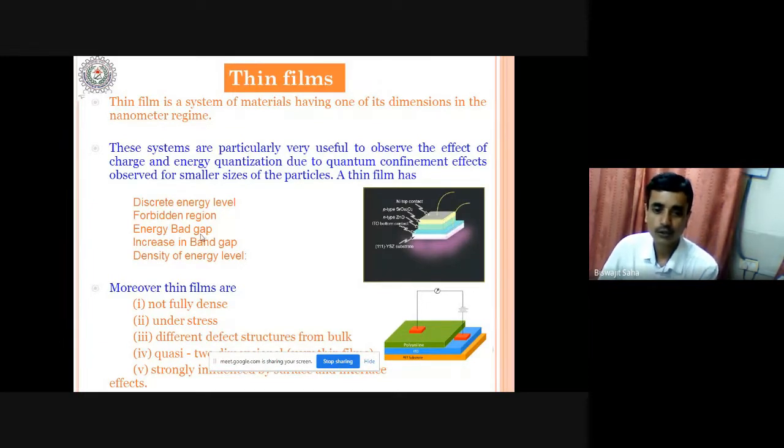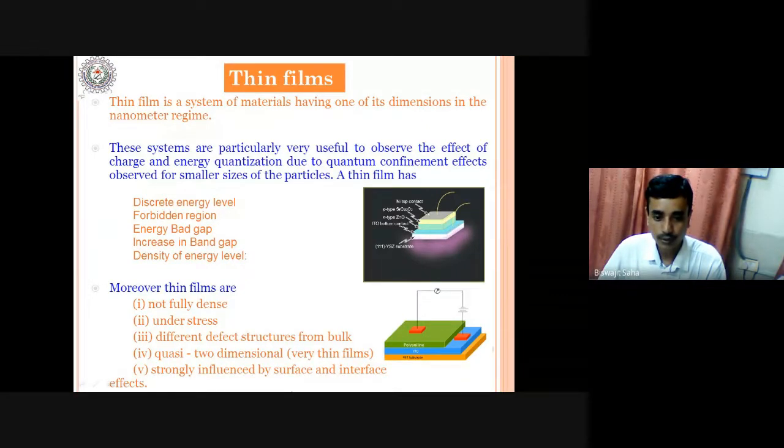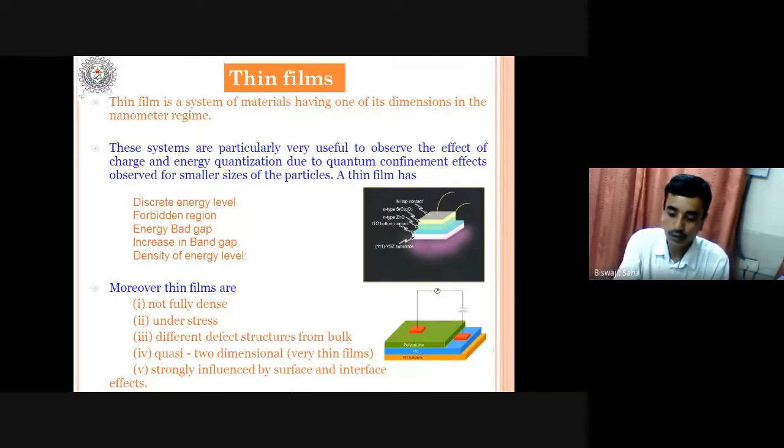Despite this, if we consider a thin film as a whole, then it is not fully dense. It is under stress, and different defect structures are possible. It is quasi two-dimensional, because it is not fully two-dimensional. It is quasi two-dimensional because it has an extent in the confined direction also. It may be around 100 nanometers, and is strongly influenced by surface and interface effects. Because electrons occupy different energy states along the surface, its activity along the surface becomes different, and it interacts differently through the surface with its surroundings. So that is the utility of the thin film.